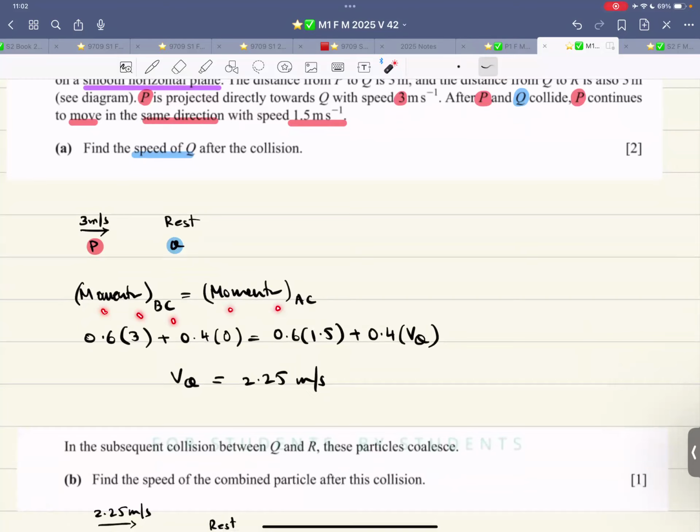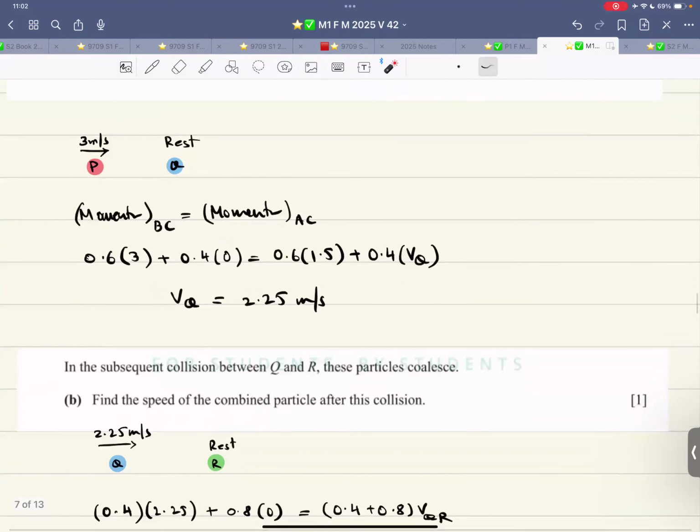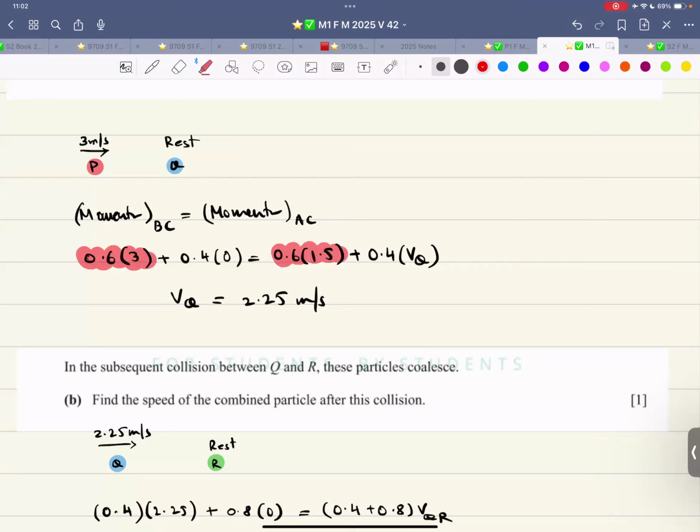Momentum before collision, momentum after collision. 0.6 into 3 for particle P, 0.4 into 0 for particle Q, 0.6 into 1.5 for particle P, 0.4 into VQ. So VQ comes out to be 2.25. It's positive. That means it's moving in the direction towards the right. So let me just highlight this so that you are aware. This is the red thing, and just take care of everything. That's the blue particle. And that is what you get, VQ moving in this direction.